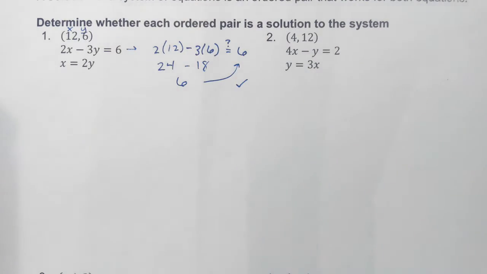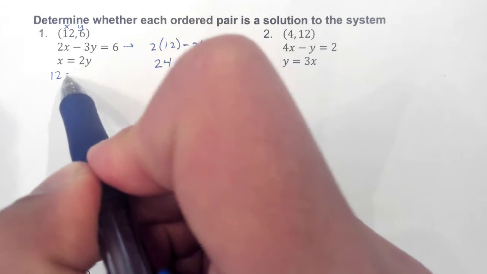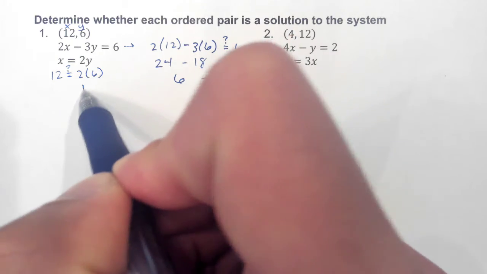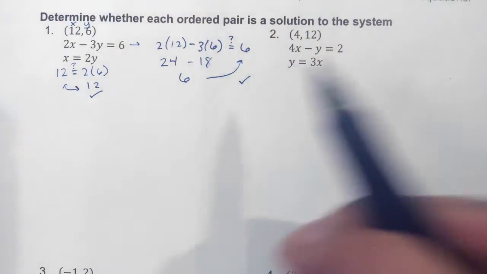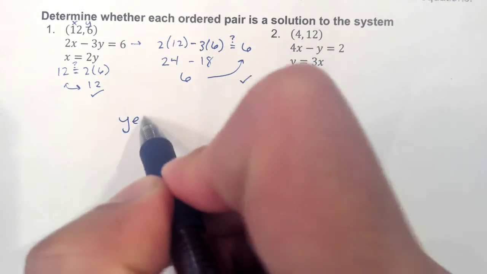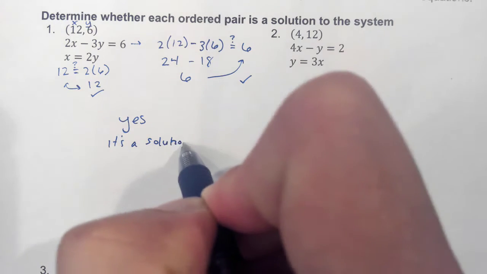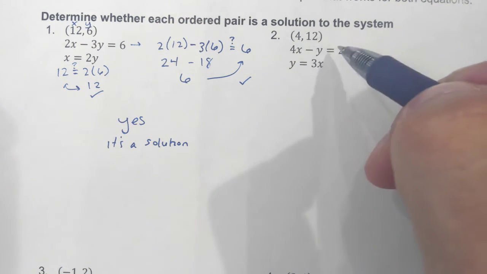Second one, x is 12. We want to know, does that equal 2 times y, which is 6? That one clearly works. Since they both work, and it has to be both, yes, it's a solution. If one of them doesn't work, it's not a solution. Let's look at the next one.